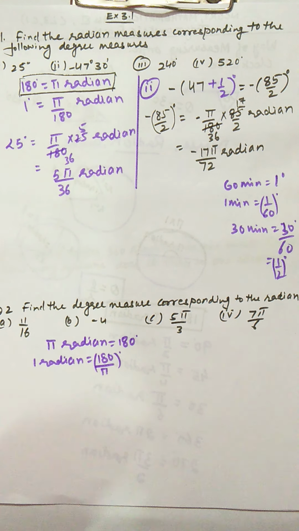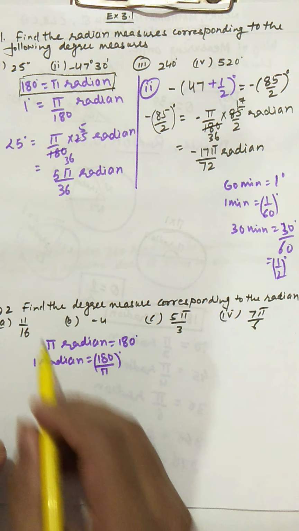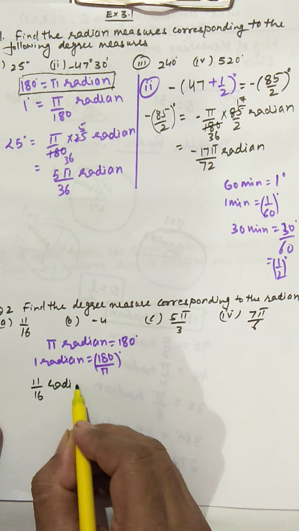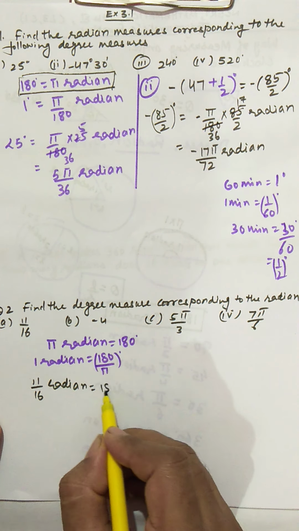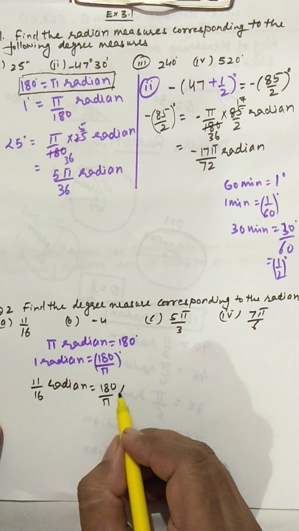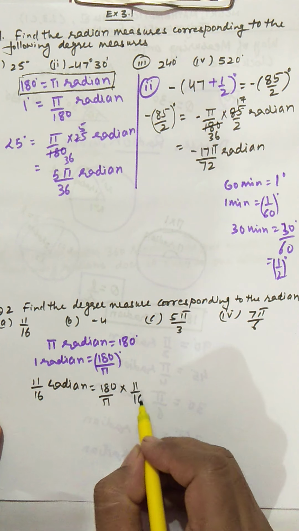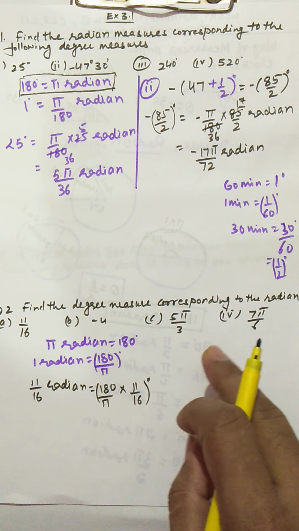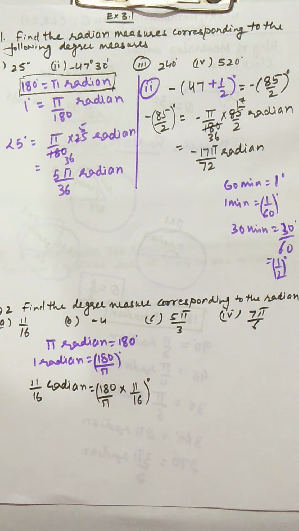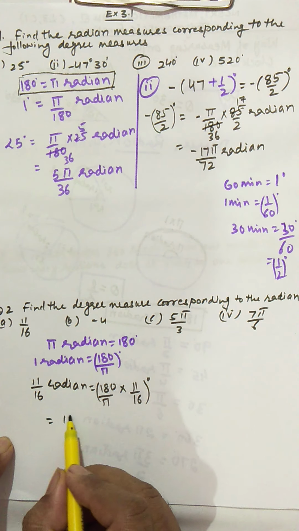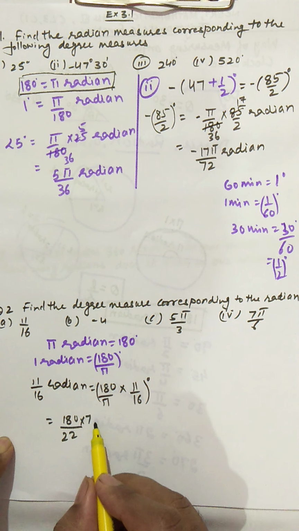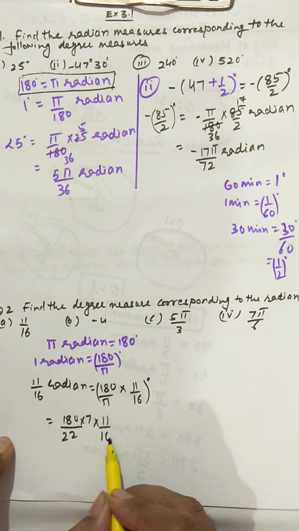So with the help of this relation we can use it for 11 upon 16 radian. It will be 180 upon pi into 11 upon 16, and this is in degree. In this question we can use pi as 22/7, it's given to us. So we'll convert everything into numbers. Pi is 22 upon 7 and this is 11 upon 16.